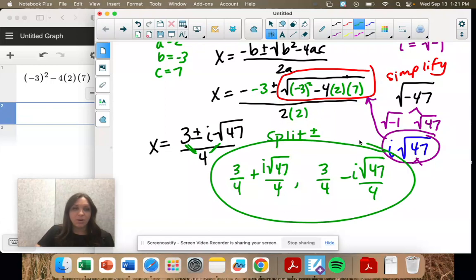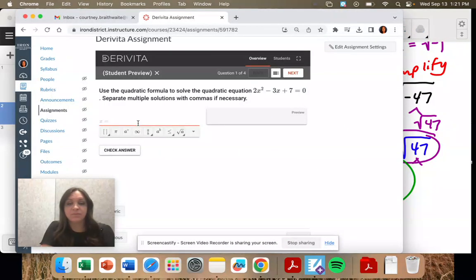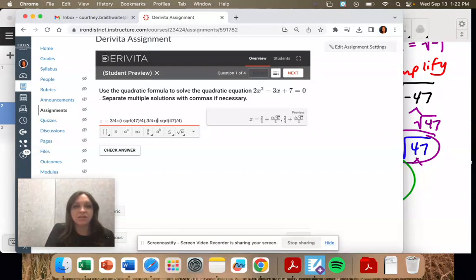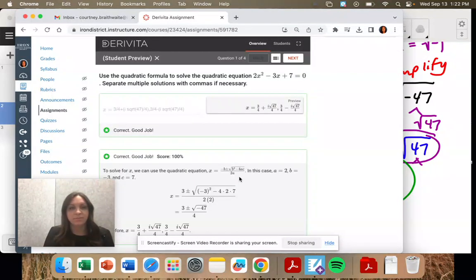So there's only 4 questions on the self-check because they take a long time to type in, right? So I'm going to type it in: 3/4 plus, and then I have i square root of 47 divided by 4. I put parentheses around that because I didn't know if it was going to split with the i, comma, and I'm just going to copy paste. So Control C, Control V, and change my plus to a minus because they're all the same. And we got it.